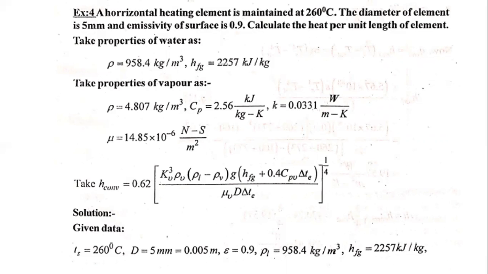And also we have the properties of vapor. So rho V is equal to 4.807 kg per meter cube, Cp is equal to 2.56 kilojoule per kg Kelvin, thermal conductivity is 0.0331 watt per meter Kelvin, and mu is equal to 14.85 into 10 raised to the power minus 6 newton second per meter square. For the convective heat transfer coefficient H, we have to use this equation. So first of all, we have to put in the given data.